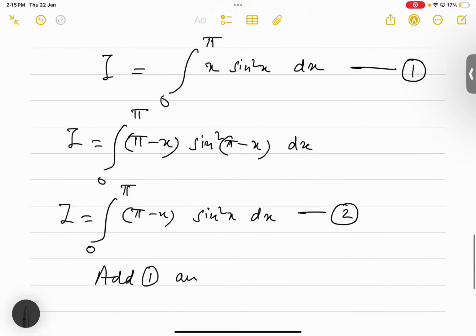Add 1 and 2. Start. Add 1 and 2, merge, cancel some terms, take pi outside, and then only multiply and divide with 2. You're done with the problem? Did you use half angle towards the end? So just complete this. I'll wait for you.